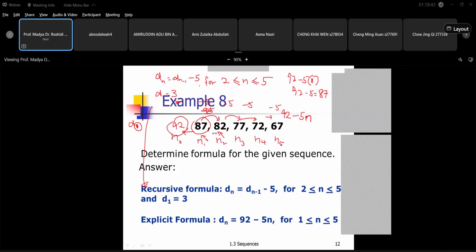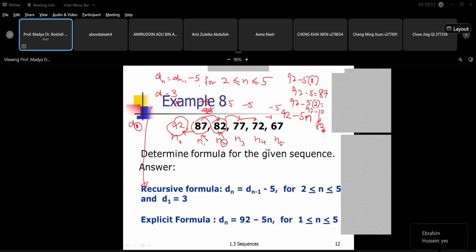And 2 here, and 2. So 92 minus 5 times 2, it will be 92 minus 10. So the answer will be 82. So the value on the second location will be 82. And so on. See the pattern?